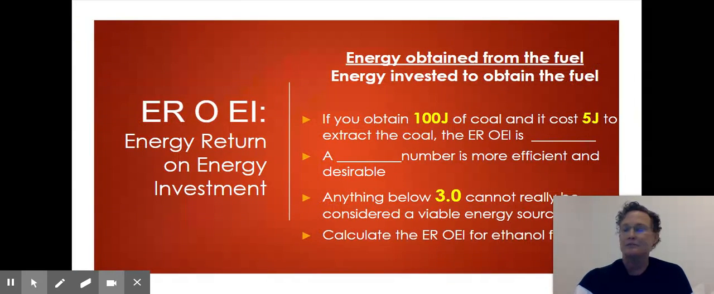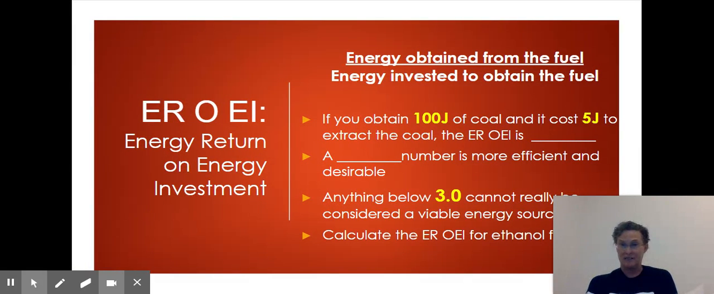Okay, so the next thing we're going to learn about is energy return on energy investment. Okay, so energy obtained from the fuel divided by the energy invested to obtain the fuel. Like you've got to dig the coal out of the ground. That takes a lot of energy to get the coal out of the ground. And the whole reason you're doing it is to get energy. So we need to do this math to figure out if it's going to be worth it in the long run. So you're writing energy obtained from the fuel divided by energy invested to obtain the fuel in that box.